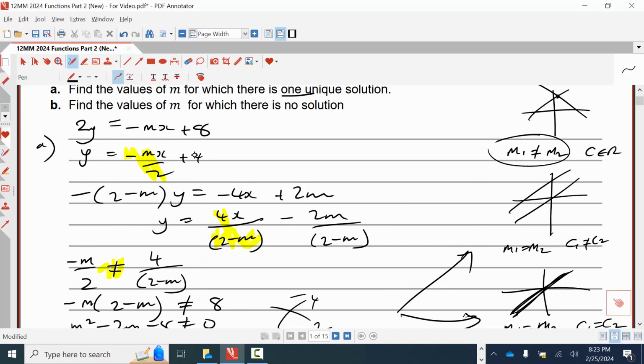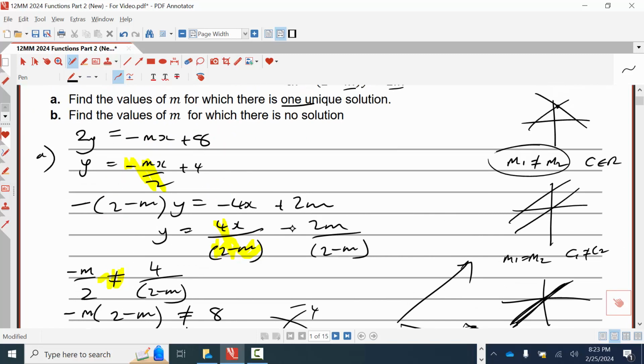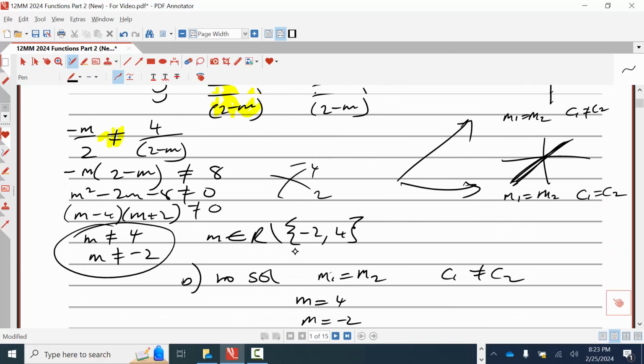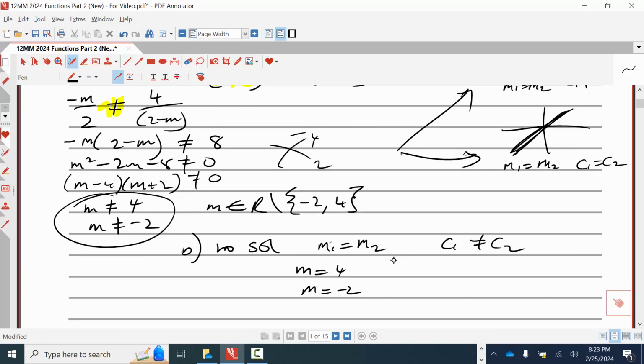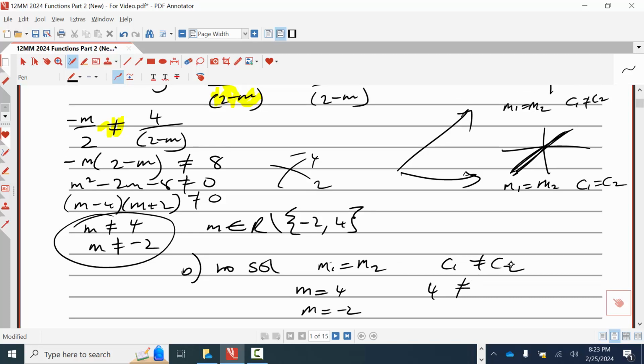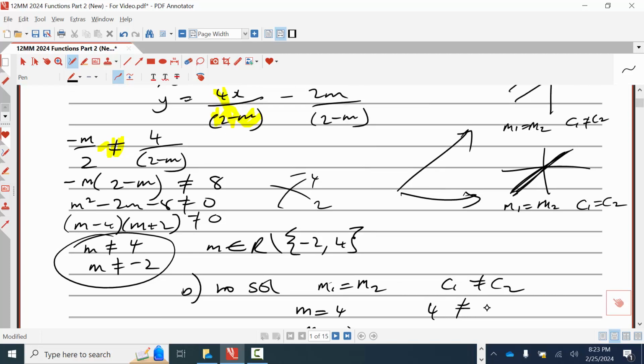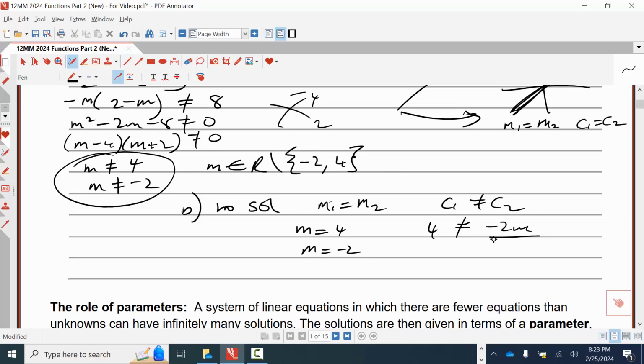So we've got 4 over here, and we've got negative 2m over 2 take m. So 4 can't equal negative 2m over 2 take m. 4 times (2 take m) can't equal negative 2m. 8 take away 4m can't equal negative 2m.